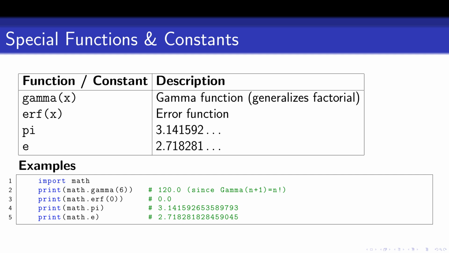Having these constants directly available not only saves time, but also ensures accuracy across your programs. For example, whether you're calculating the area of a circle or modeling exponential decay, you can rely on math.pi and math.e to provide precise, consistent values. These functions and constants expand Python's capabilities, making it suitable for everything from basic coursework to professional scientific computation.